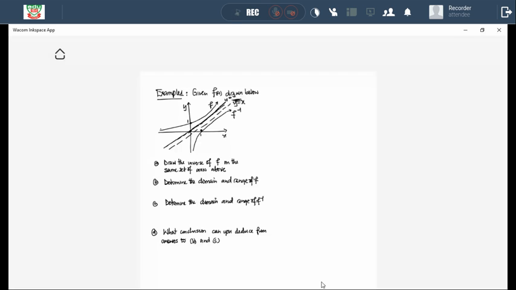Determine the domain and range of f. Domain: what is going to be my domain? Look at f. It starts from where? From negative infinity. Where does it end? At positive infinity. So it means x is an element of all real numbers. Take note, all exponential functions have domain x an element of all real numbers, unless there are other restrictions that come with it. But under normal circumstances, the domain of any exponential function is from negative infinity to positive infinity.